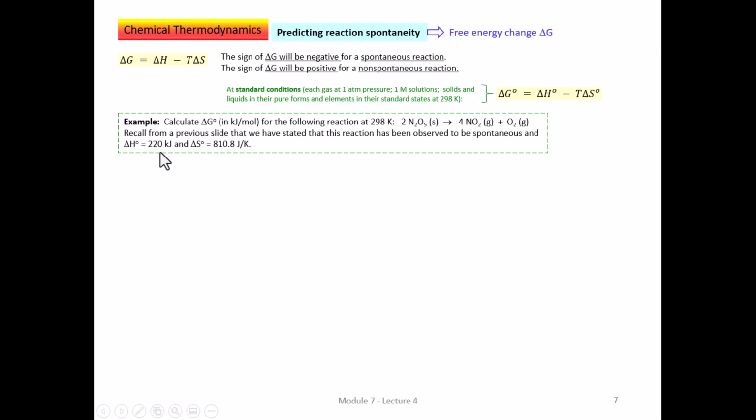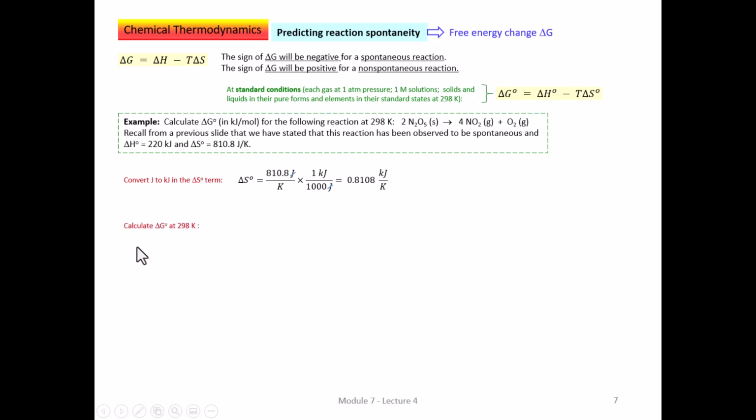deltaH was a positive 220 kilojoules, and deltaS was a positive 810.8 joules per K. If we're going to add an enthalpy term to an entropy term, we are going to have to deal with reconciliation of units. So I'm going to change the joules to kilojoules in this deltaS term. So I'm going to convert 810.8 joules per K to 0.8108 kilojoules per K.